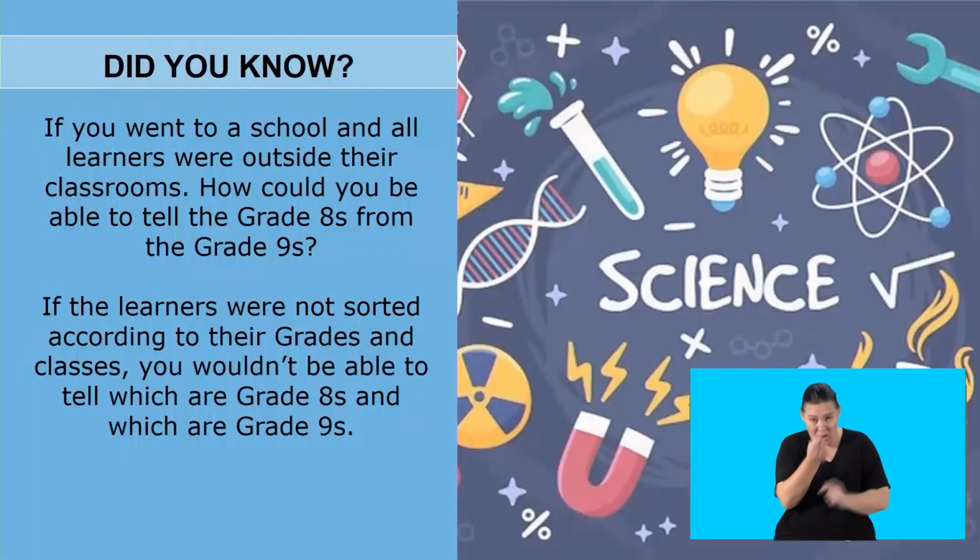So we just need to start from the beginning and think of what a periodic table is and what it does. To help you understand what it does, let's think of this. If you went to a school and all the learners were outside their classrooms, how would you be able to tell grade 8s from the grade 9s? If the learners were not sorted according to their grades and classes, you wouldn't be able to tell which ones are grade 8s and which ones are grade 9s.